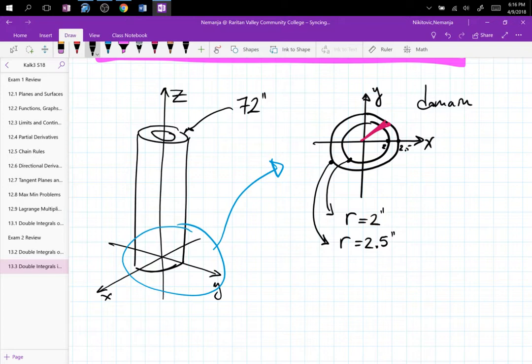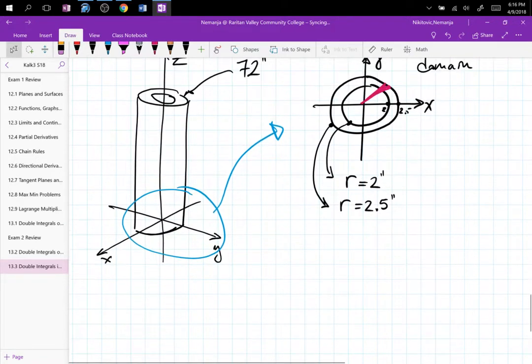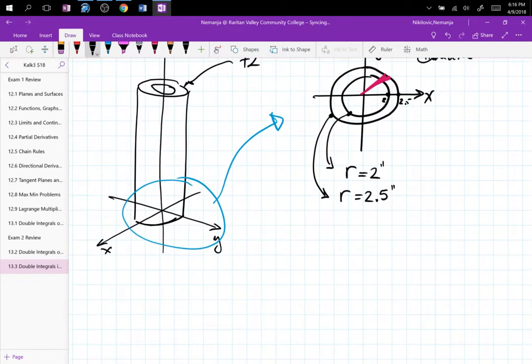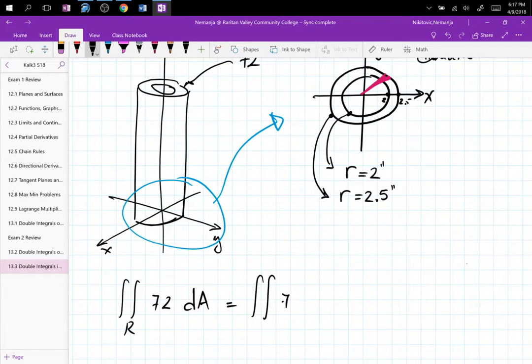So now, we need to set up our double integral. So we have a double integral over region R of the function, which is 72 r dr d theta. Well, actually no, first we put dA. And then we go and set up the integral 72 r dr d theta.